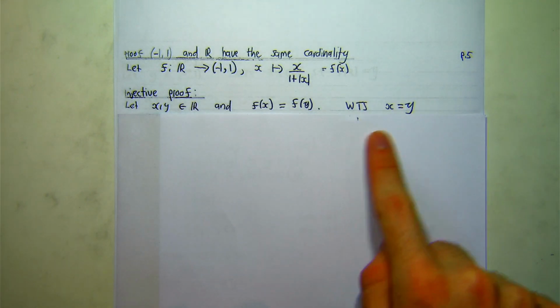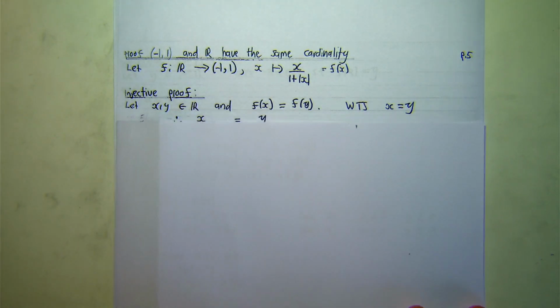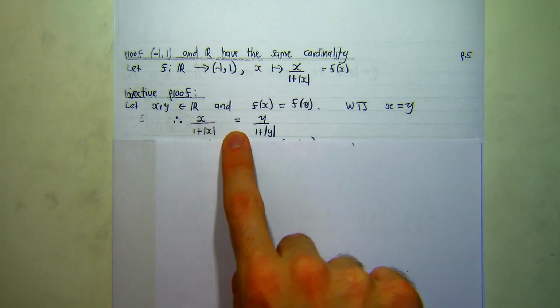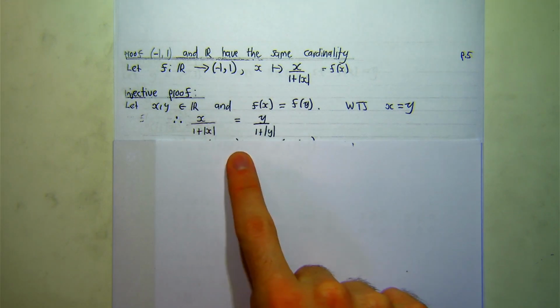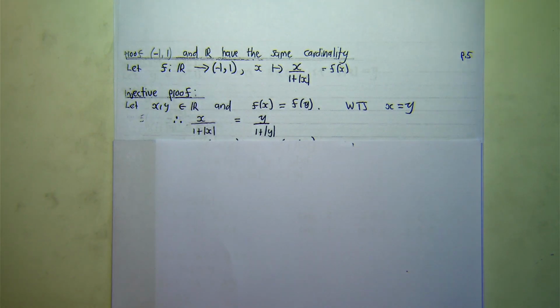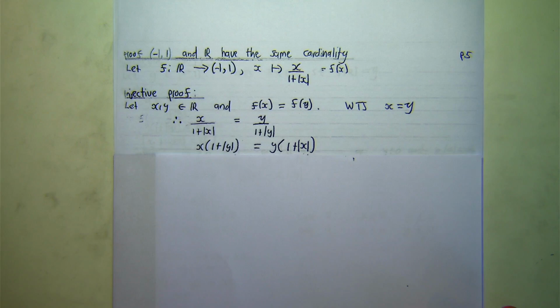And what we want to show is that x is equal to y. Okay, so if we know that f of x is equal to f of y, therefore this equation is equal to this equation. And our goal from here is to simplify it down to just x is equal to y mathematically. So putting the denominator onto the numerator of the other side of the equation gives us this.